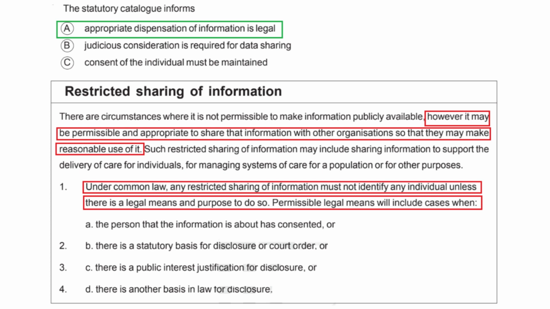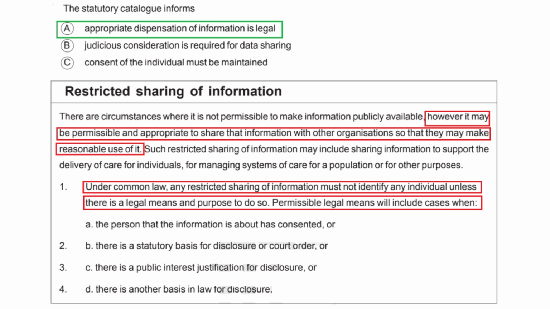C. Consent of the individual must be maintained. While obtaining consent is one of the legal means for sharing information, the provided text also mentions other legal bases for disclosure, such as statutory bases, court orders, and public interest justifications. This option only highlights one aspect, consent, while the text includes a broader range of legal justifications for sharing information. Therefore, this option is less comprehensive and specific compared to option A.